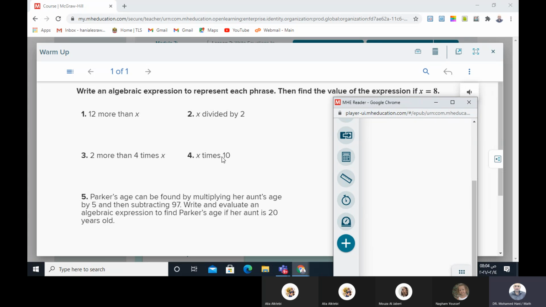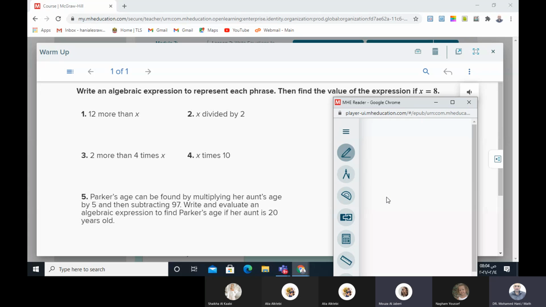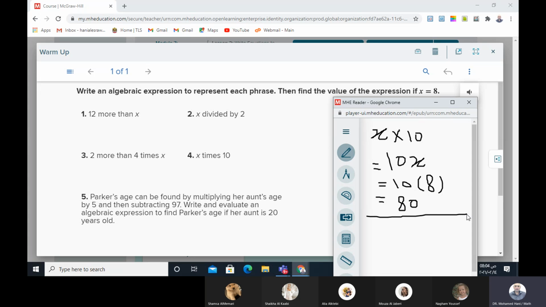Now number 4, x times 10. What is the expression here? X times 10, we can write it 10x. And when the value of x equals 8, the value of the expression will be 10 times 8. 10 times 8 equals what? Equals 80. Thank you, Nagam and Moza. Great work.